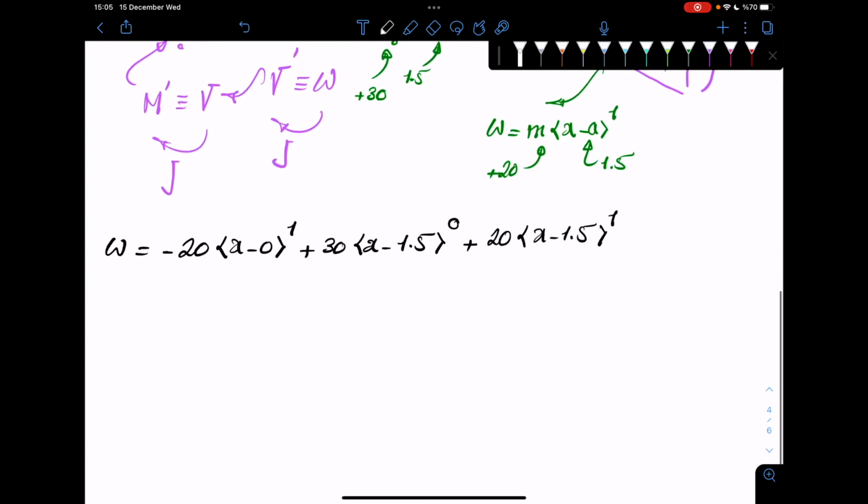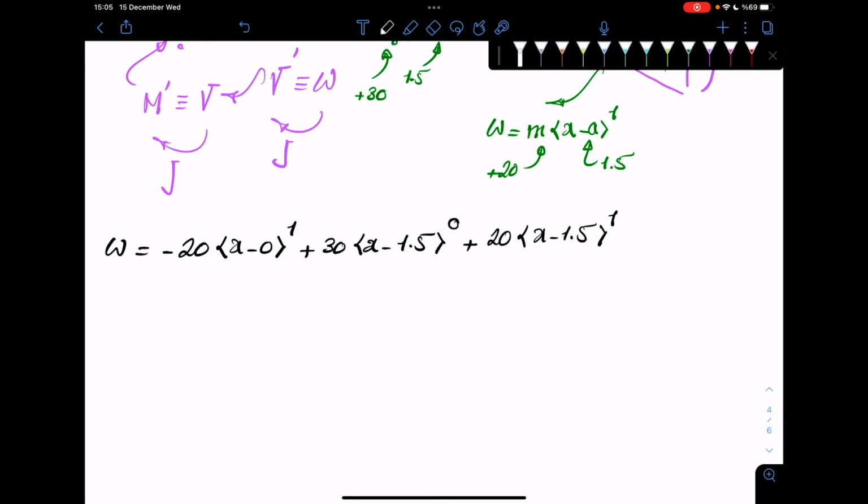So this is your W, and now all you have to do is to integrate it to get V. Then you integrate it again to get M, and only then you still need to integrate it twice to get the deflection. Okay, so you need to do a lot of integrations, but I think the way that it goes forward from this point on, it's nice.